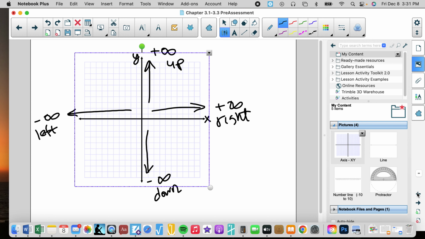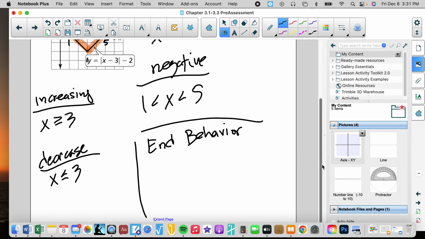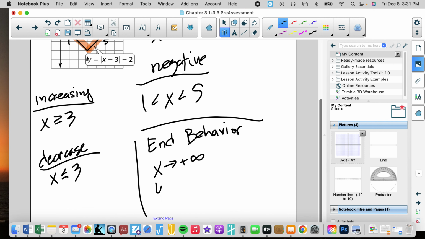So let's look at this graph. This portion of the graph is going to the right. So right is x moving towards positive infinity, and it's going right and up. So up would be positive infinity. So that's one of the end behaviors.